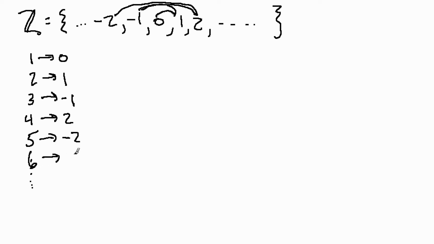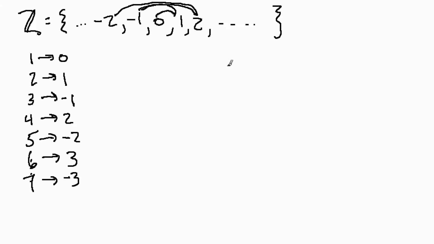6 is going to go where? 6 looks like it will go to 3. It looks like the 7 will go to -3. And I think you're convinced, you can see that what I'm doing here is I keep going back and forth like this, okay? And ultimately what I'm doing is having a mapping, a function from the natural numbers to the integers.